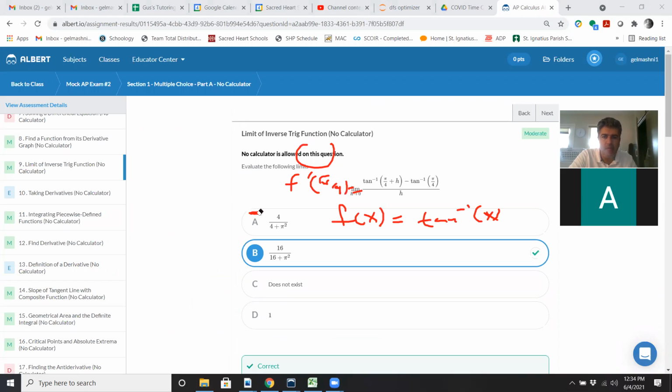So the derivative of inverse tan is 1 over 1 plus x squared. You got to know your formulas there.